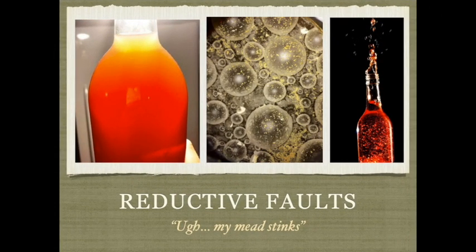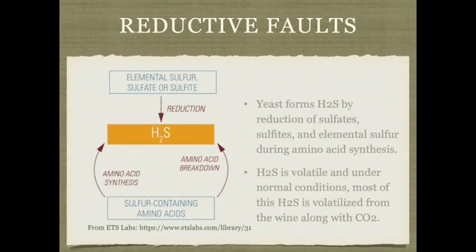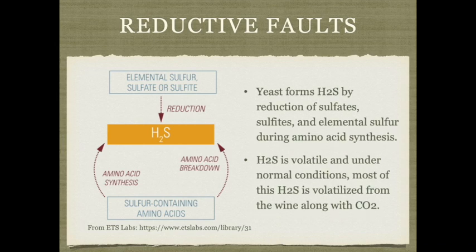Reductive faults. My mead stinks. So, stinky mead. I think any of us who have judged mead in competition have come across some of these meads over the years. The easiest one to recognize is hydrogen sulfide, because that's like rotten eggs, but it can convert to other compounds as well.